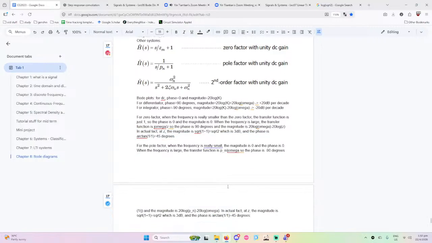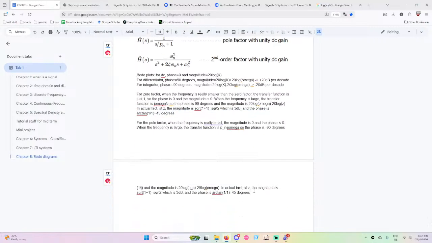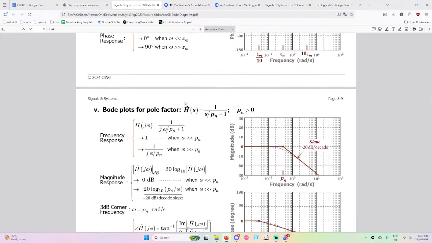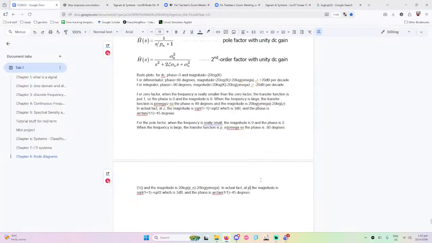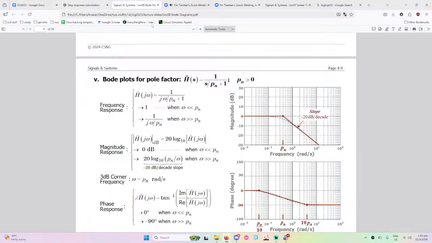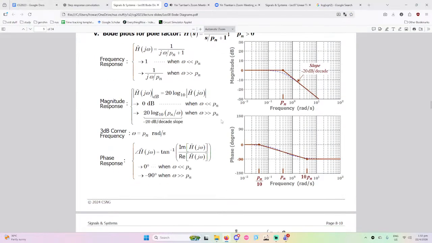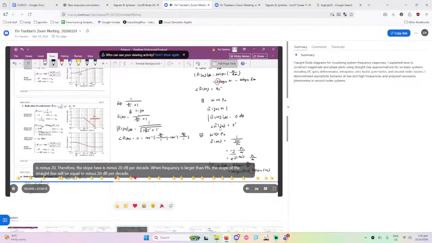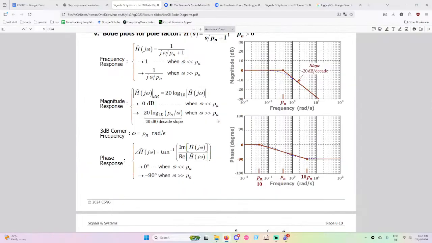Therefore, the corresponding magnitude in dB will be equal to 20 times log 10 of Pn divided by omega. So it is equal to 20 times log 10 of Pn minus 20 times log 10 of omega. We can see that the coefficient of log 10 of omega is minus 20. Therefore, the slope here is minus 20 dB per decade. When frequency is larger than Pn, the slope of the straight line will be equal to minus 20 dB per decade. And how about the phase?